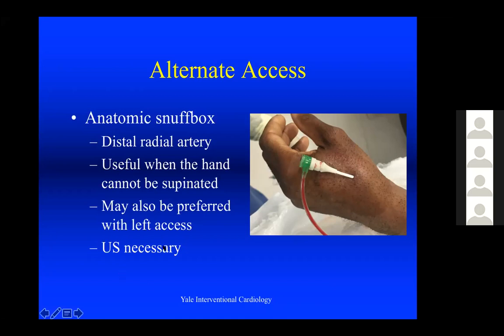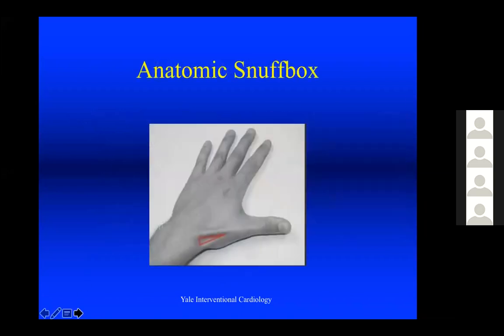It is difficult to feel the pulse in this particular location. Ultrasound is almost always necessary and encouraged. Use ultrasound to access the radial artery. This is the location of the anatomic snuffbox. With the thumb extended, you can see the extensor tendon of the thumb here, and there's a little triangle, and the radial artery is right there.